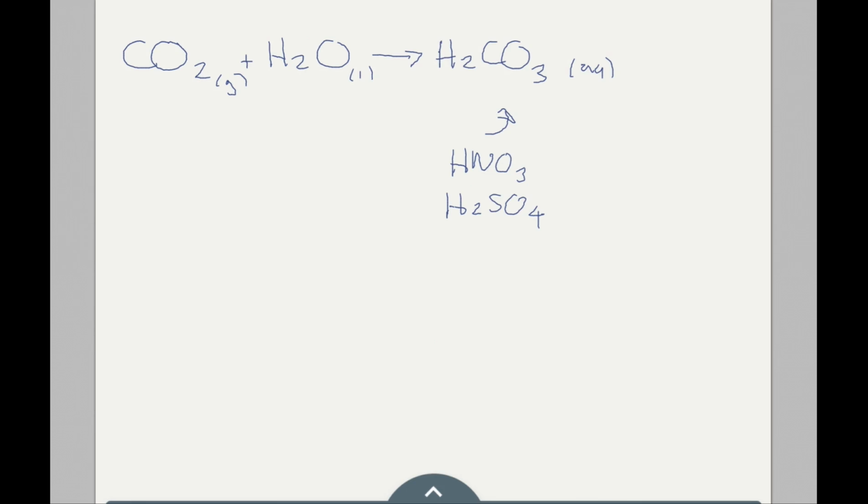No, these are acids. Yeah, you're right. So HNO3, nitric acid, H2SO4, sulfuric acid, H2CO3, right? That's carbonic acid. And this is also why fizzy drinks are so bad for you.